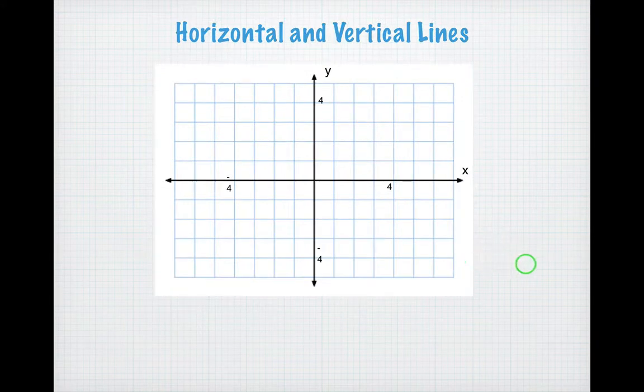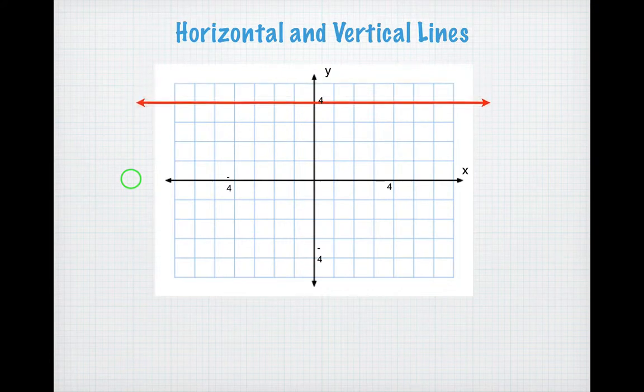Let's talk about horizontal and vertical lines now. Horizontal lines go this way. If you can't remember that, you can think of it as the horizon. If you're out at the beach and you're looking at the horizon, it goes this way, and a horizontal line goes this way. Vertical lines go up and down.